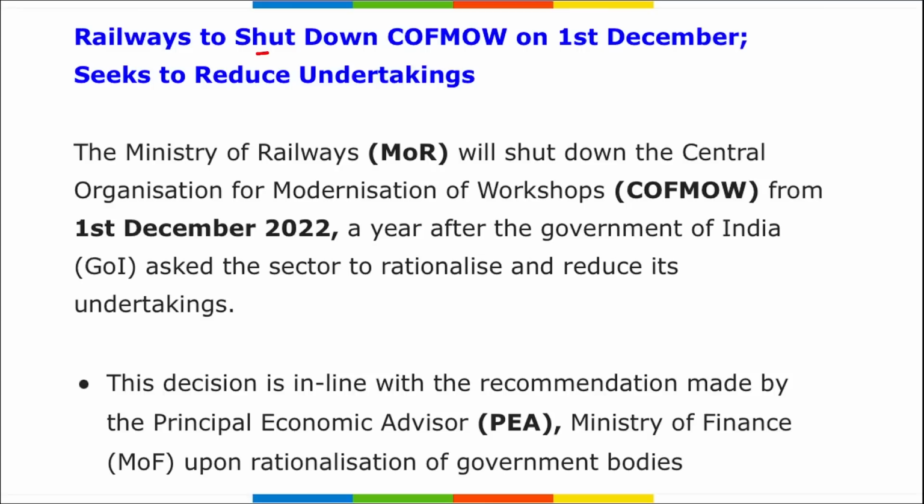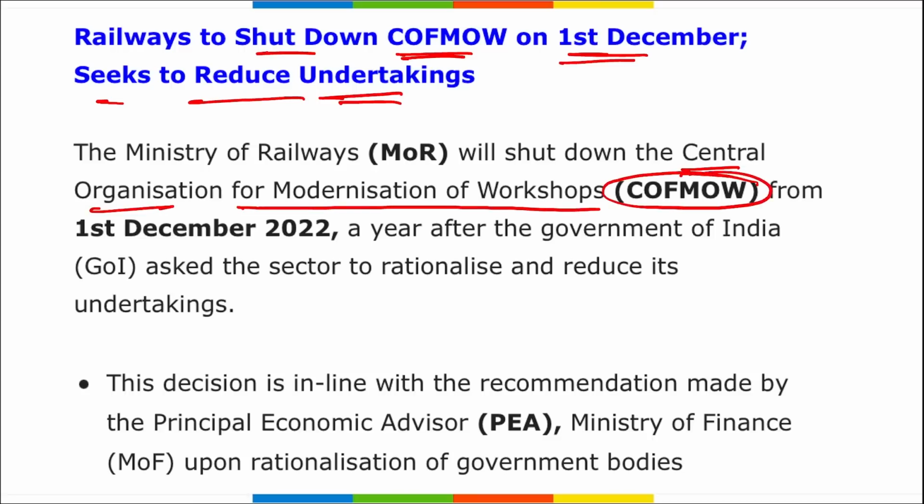Next is railway to shut down CSOMW on 1st of December to reduce its undertakings. What is this? First of all, you should know CSOMW. It is the Central Organization for Modernization of Workshops. CSOMW will be shut down from 1st of December 2022, a year after the government of India asked the sector to rationalize and reduce its operations.